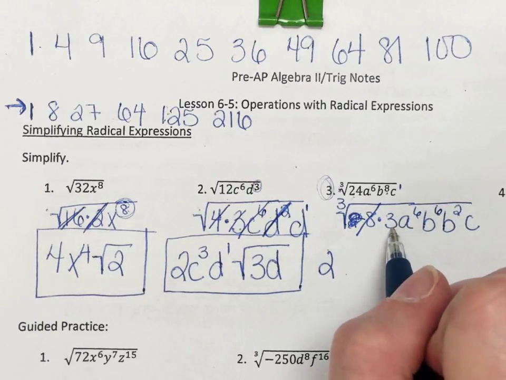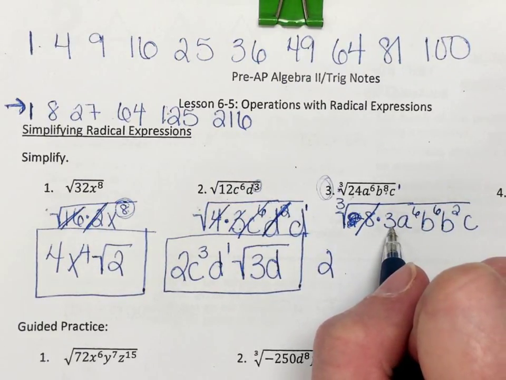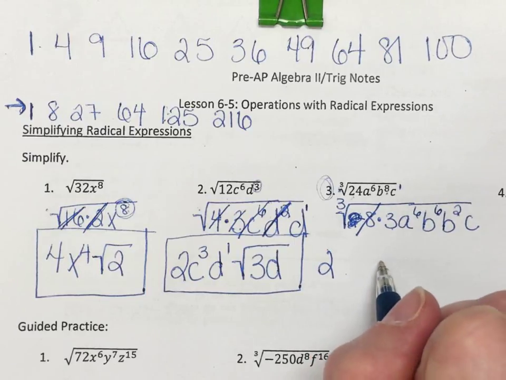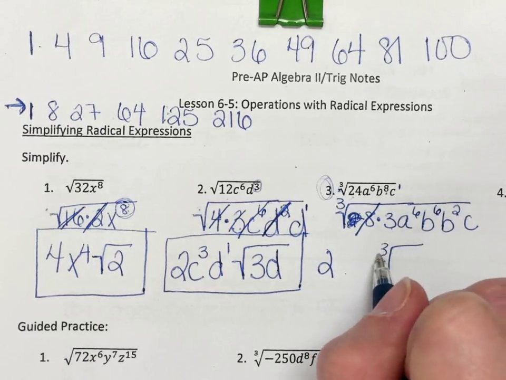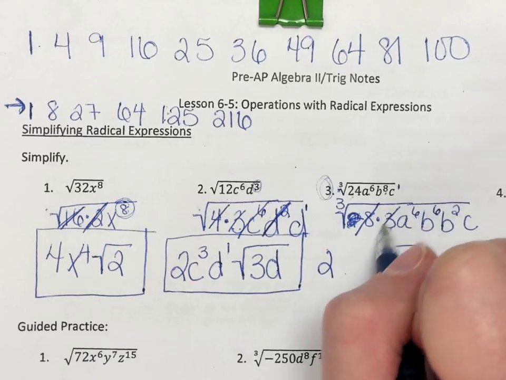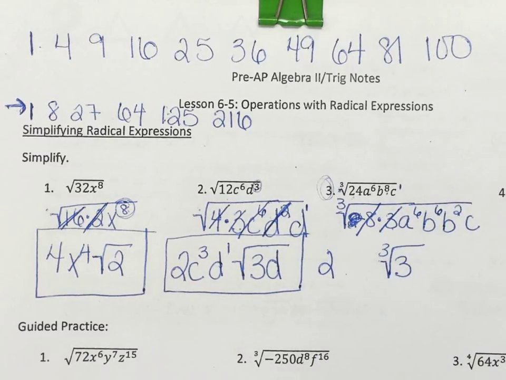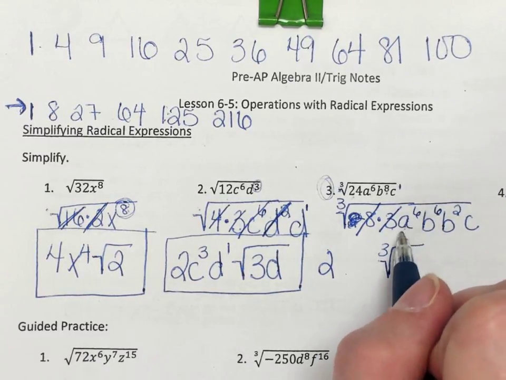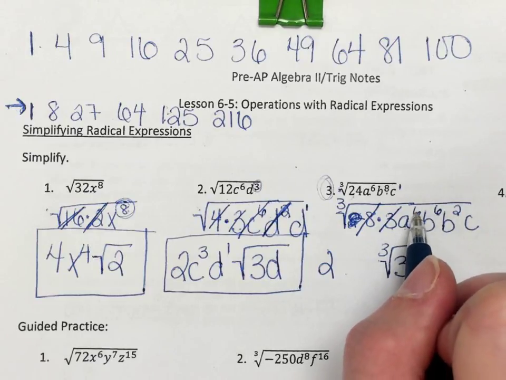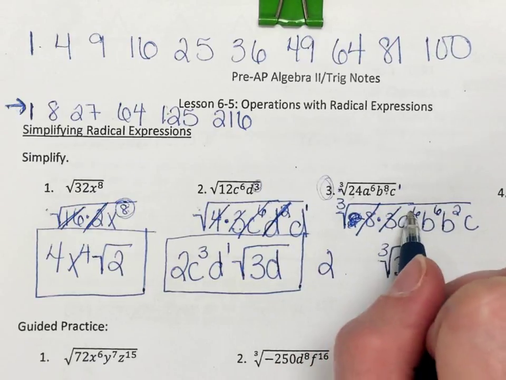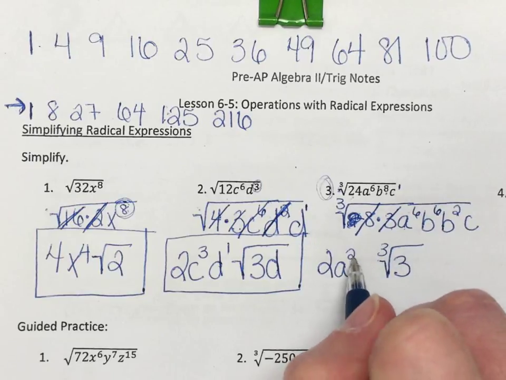Alright, so if you need to, use your calculator. Can you take the cube root of 3 without it being a decimal? No, so you leave it alone. Write your cube root of 3. Okay, what about 8 to the 6? How do I do that? Divide by 3. What's 6 divided by 3? 2. 8 to the 2. Bring it out front.